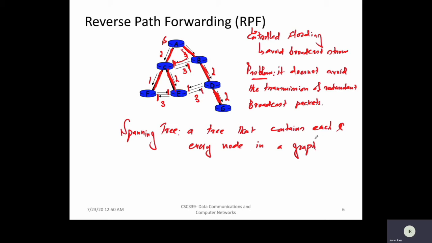Okay, and if the total cost of the tree is minimum, we call it a minimum spanning tree. So if each link has an associated cost, which is the case in our example, and the cost of the tree is the sum of the link costs, then a tree whose cost is minimum of all the graph's spanning trees is called a minimum spanning tree.